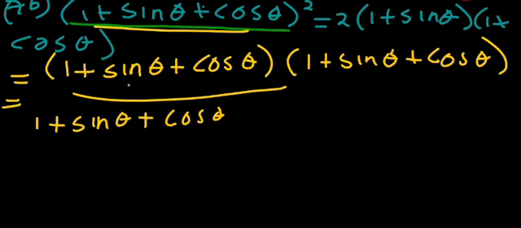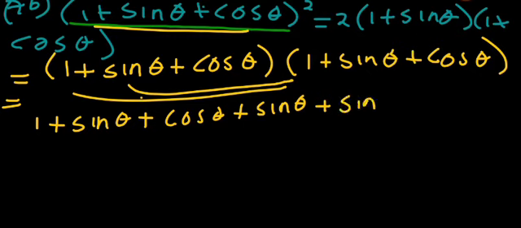And then let us multiply sine theta times everything there. So sine theta times 1, that is sine theta. Sine theta times sine theta, that is sine squared theta. Sine theta times cos theta, that is sine theta cos theta.